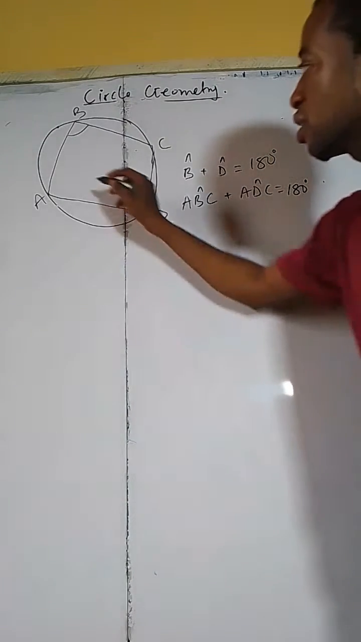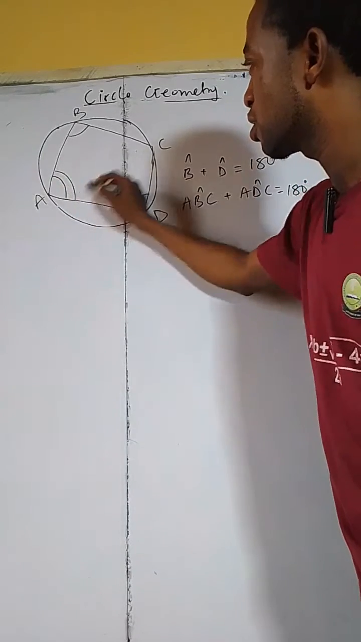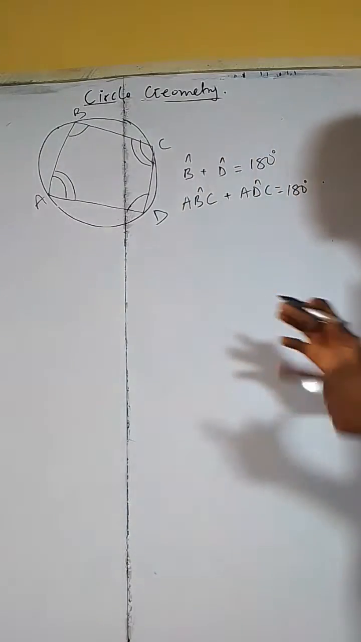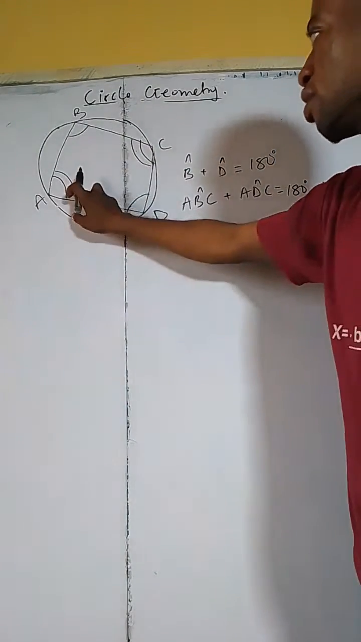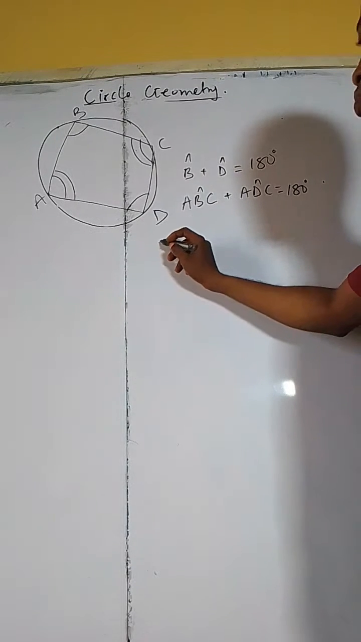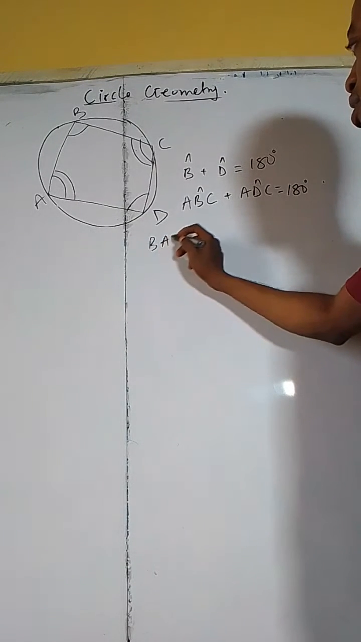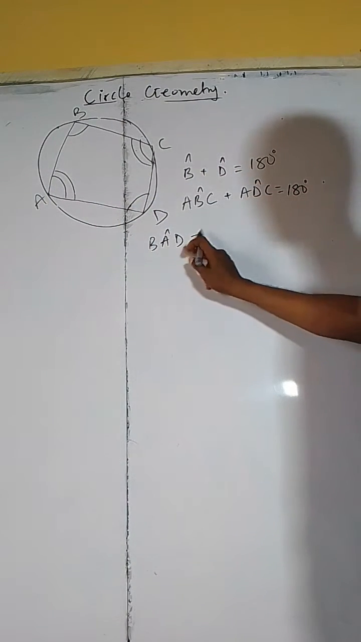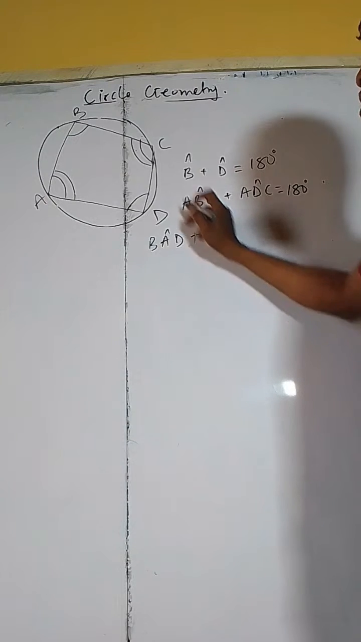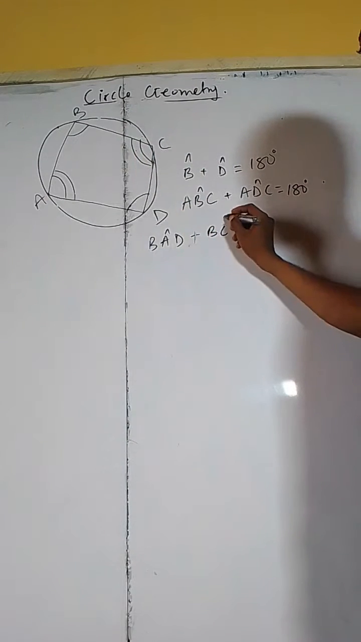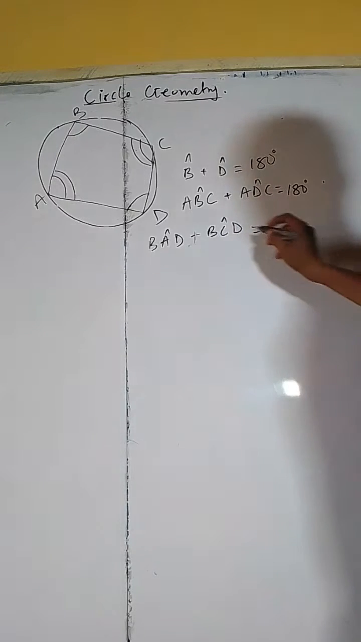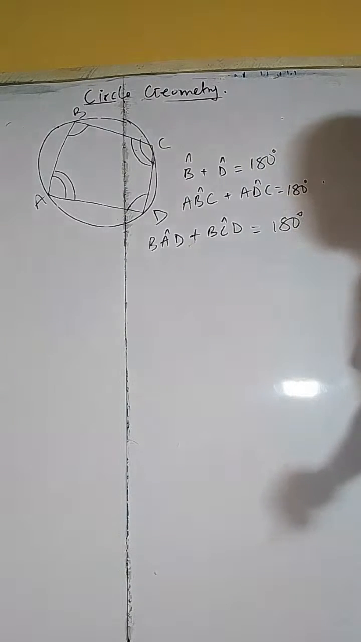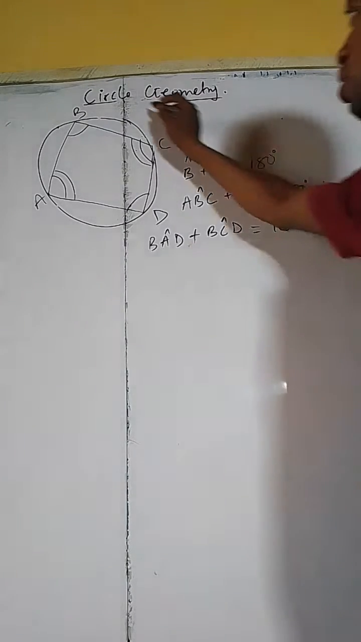In the same way, we have angle A here opposite to angle C here. So they are also opposite angles of a cyclic quadrilateral. So this angle plus this angle as well will give us 180 degrees, which means we can label this as angle BAD plus angle BCD. Now, these two angles sum up to 180 degrees. So this theorem is very important as far as circle geometry is concerned.